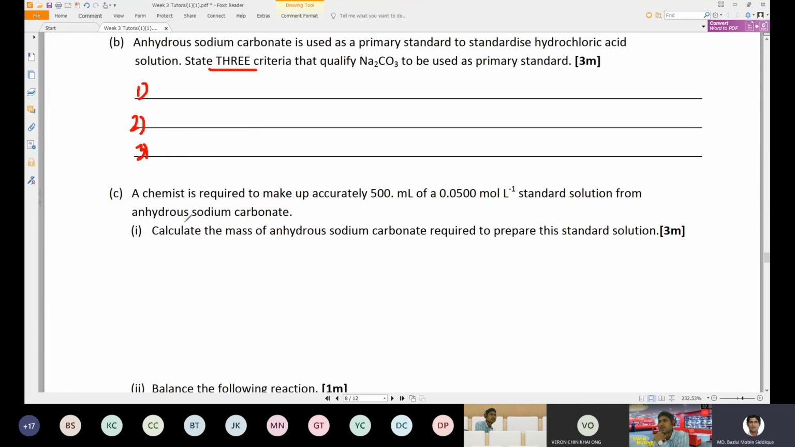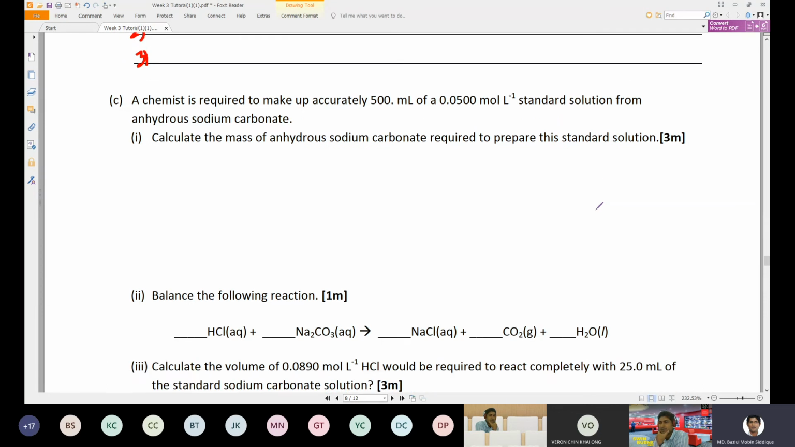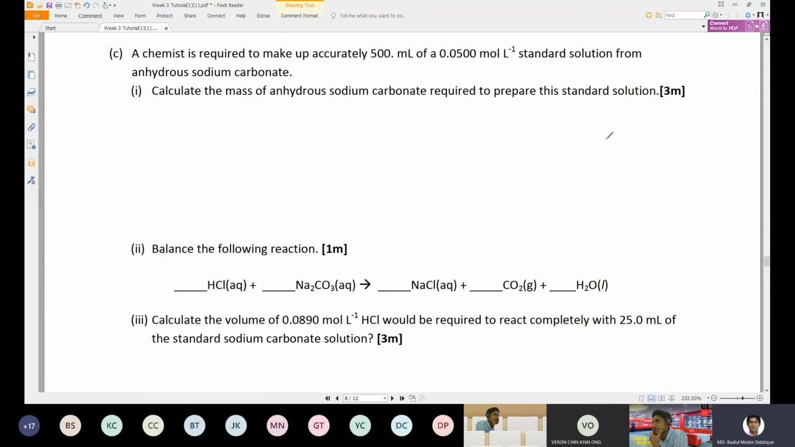Question 1C. A chemist is required to make up accurately 500 milliliter of 0.05 mole per liter standard solution from anhydrous sodium carbonate, right? Find the mass of anhydrous sodium carbonate required to prepare the standard solution. So you find the number of moles, and then from the number of moles you find the mass.